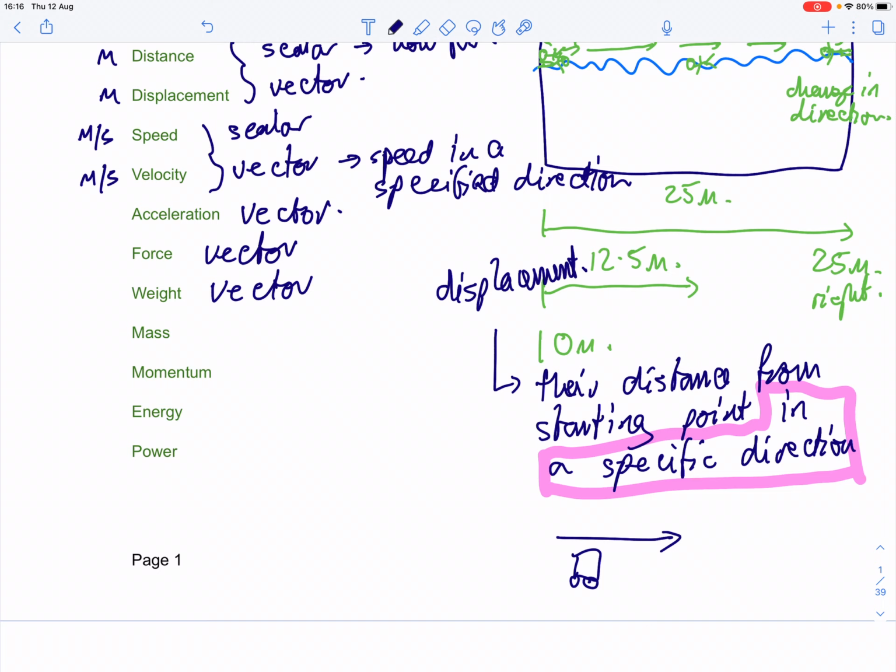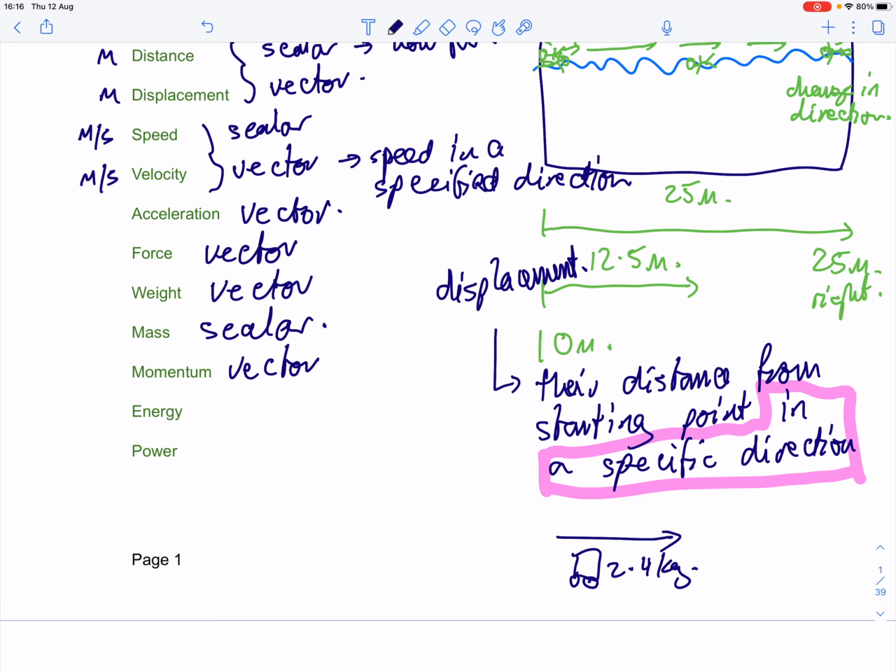Mass. Now, this trolley down here has a mass of 2.4 kilograms. That mass doesn't act in any particular direction like the weight does, it's just the mass of the object, so it's just the magnitude. There's no direction associated with mass, so mass is a scalar. Momentum is mass times velocity, which we'll learn later on. Momentum is a vector because you can point in the direction of an object's momentum. It's got a certain momentum in that particular direction.